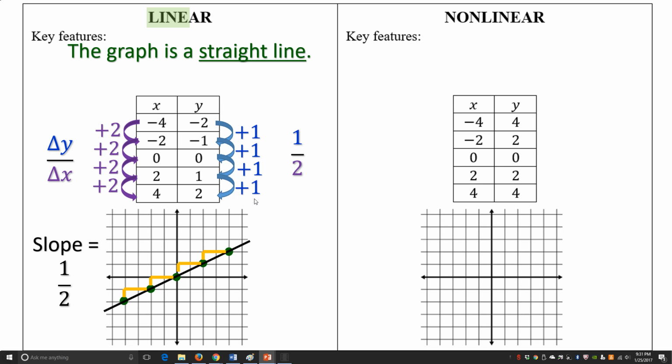So the other key feature of a linear function is that it has a constant rate of change. Rate of change is the slope. It's how much it's changing by. So let's look at our linear function.